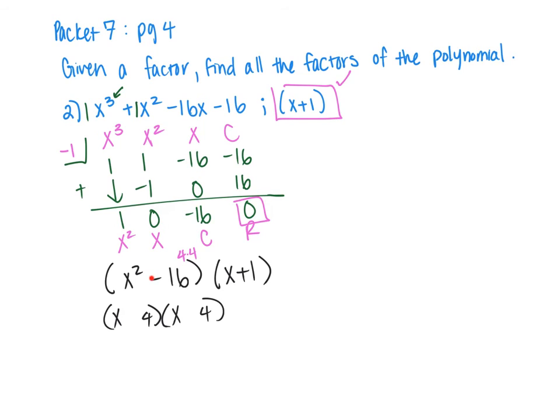To make a negative 16, one of them needs to be negative, the other needs to be positive. Because when you take negative 4 multiplied by positive 4, you get negative 16. When you add them, they cancel, which is why there's not a middle term here. So in this case, we have x minus 4, x plus 4, and then x plus 1. I'm just going to bring it down. And it looks like this here is our 3 factors that we're working with. So in this case, we're done. We just want to factor.